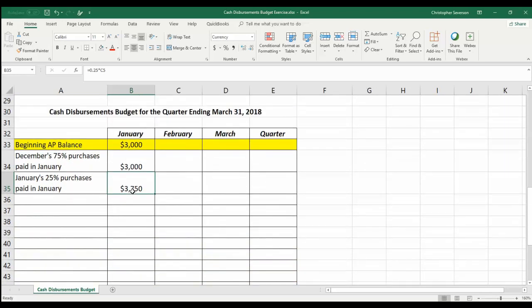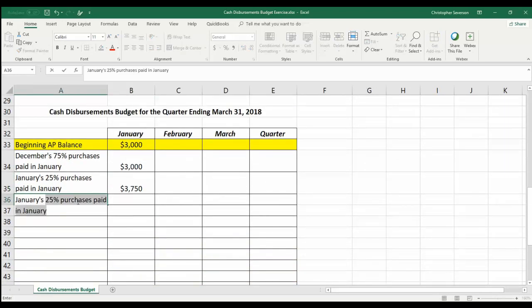Now the other, we'll go ahead and put it in here. January's 75%, I'll just overwrite that. 75% of the purchases paid in February.